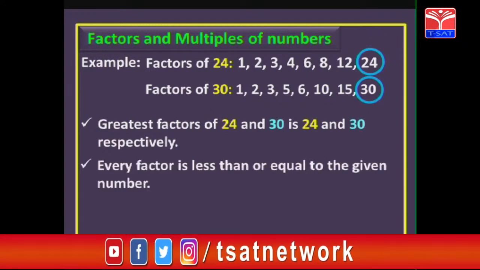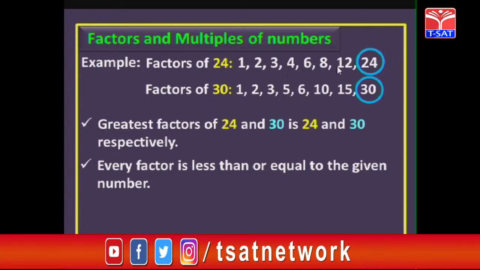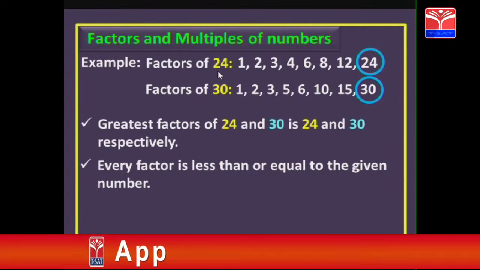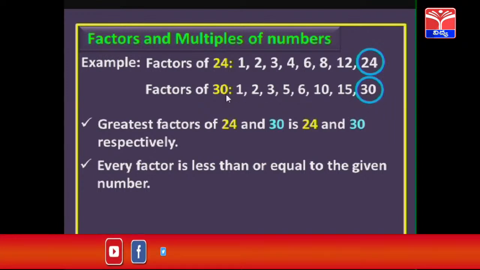Now, let us move on to the next one, that is every factor is less than or equal to the given number. Now, let us see all these factors, children. What are the factors of 24? 1, 2, 3, so on up to 24. If you notice all these numbers, they are less than or equal to 24. See, all these up to 12, they are less than 24, and 24 is equal to 24. Not only that one, children, even for 30 also, if you notice, all these factors up to 15 are less than 30, whereas the last factor is 30, which is equal to the number 30, isn't it, children?